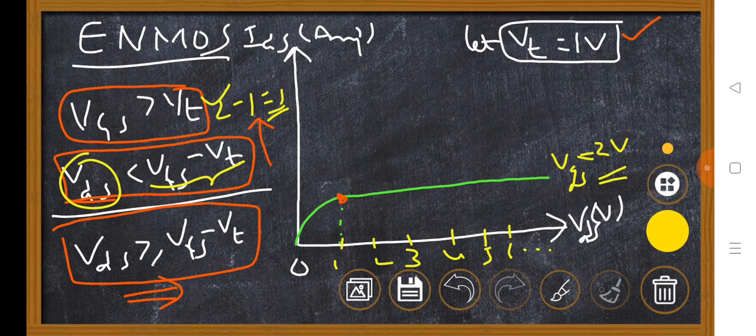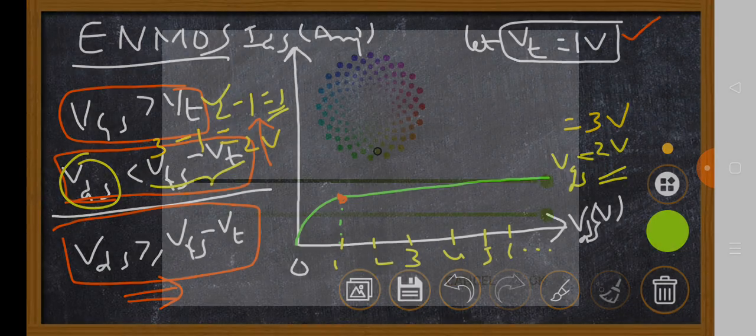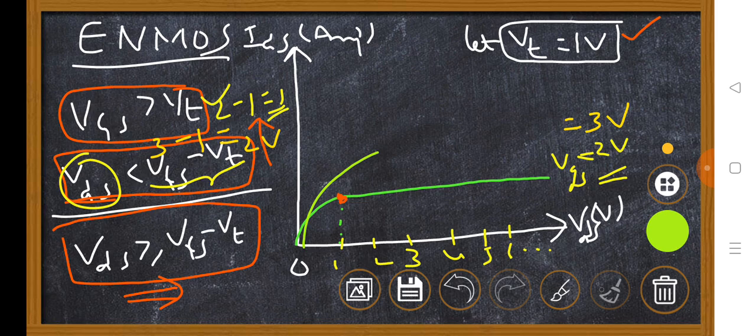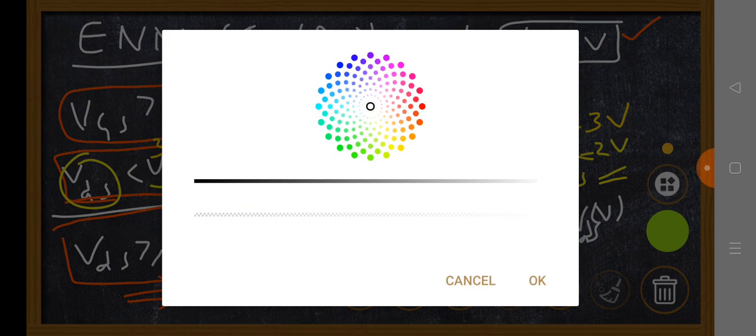Now let us take one more gate to source voltage. Let us assume that the gate to source voltage now is 3 volts. I hope you are clear. Now tell me, 3 minus 1 becomes what? 2 volts. Absolutely. Therefore, the current increases up to 2 volts, and from there onwards, the current is going to be constant.